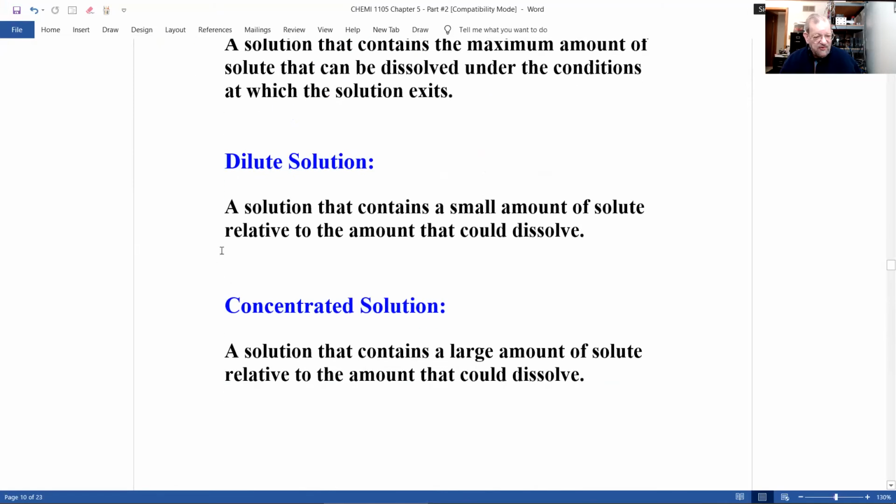Now, a dilute solution is a solution that contains a small amount of solute relative to the amount that could dissolve. So if I could put 360 grams of sodium chloride in 1,000 grams of water, but instead I only mix 5 grams of sodium chloride in 1,000 grams of water, I could say I have a dilute solution of sodium chloride. Again, it's a solution that contains a small amount of solute relative to the amount that could dissolve.